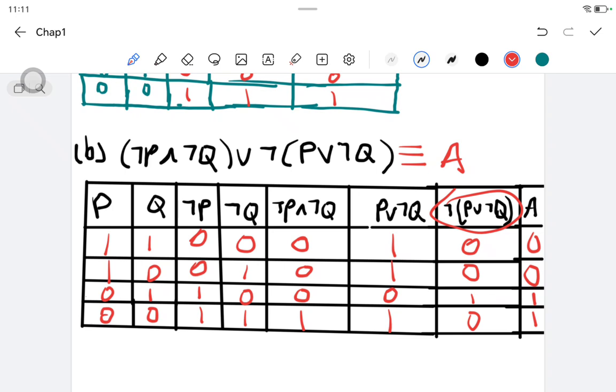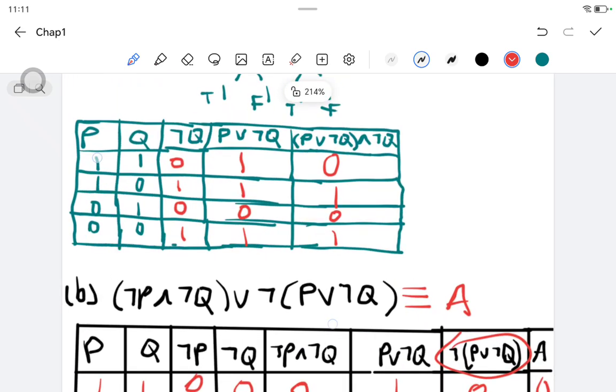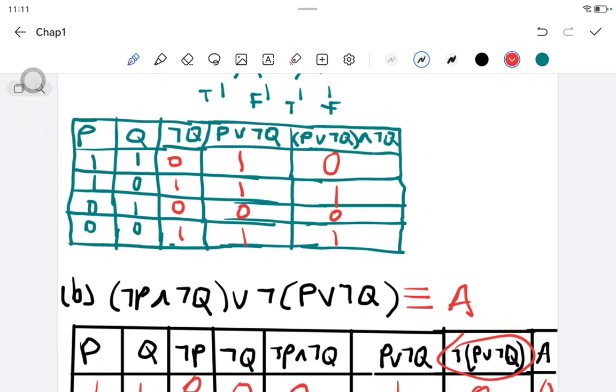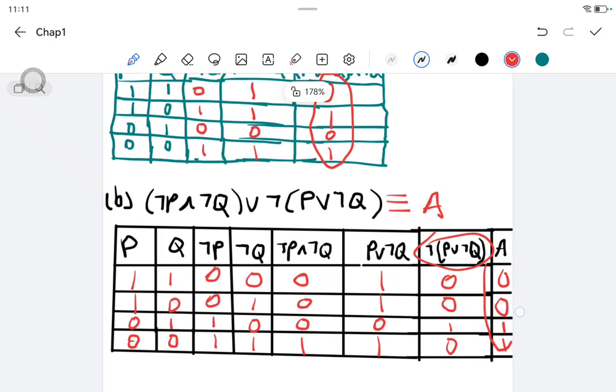So now, when we check here, let's say we are asked to check whether this is a tautology, contradiction, or neither. We're going to say that this one is neither because it includes both false and true. Also, this one we're going to say is neither also. It includes both false and true.